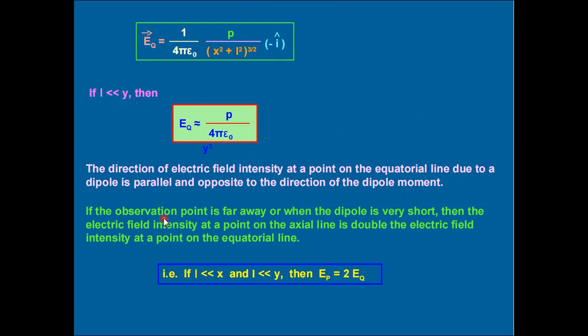So if the observation point is far away and the dipole is very short, then the electric field intensity at a point on the axial line is double the electric field intensity at a point on the equatorial line. So if l is much less than x and l is much less than y, then we can write the electric field at point P is twice the electric field at point Q.